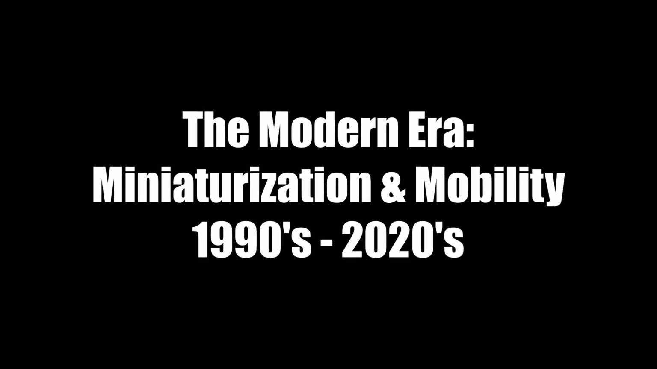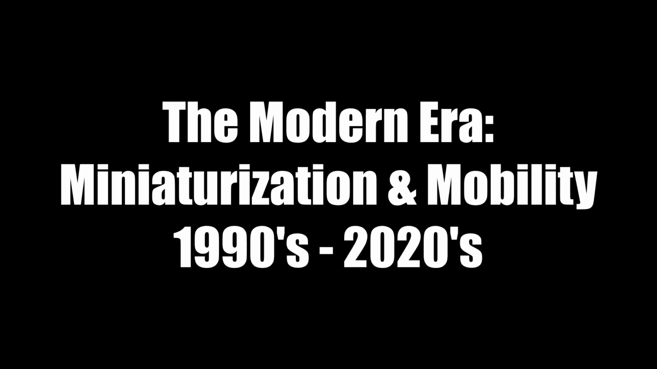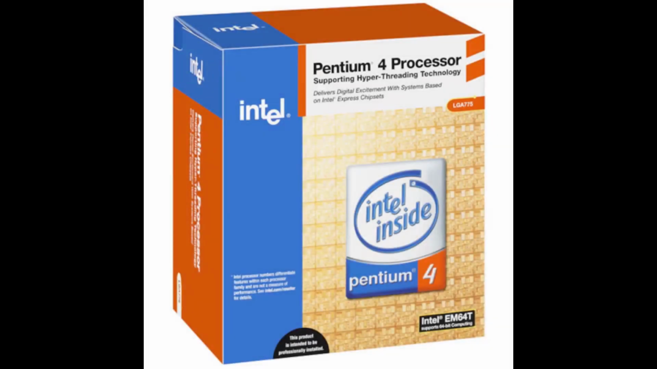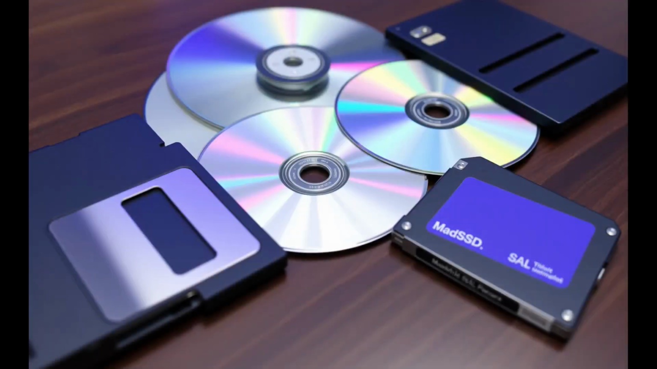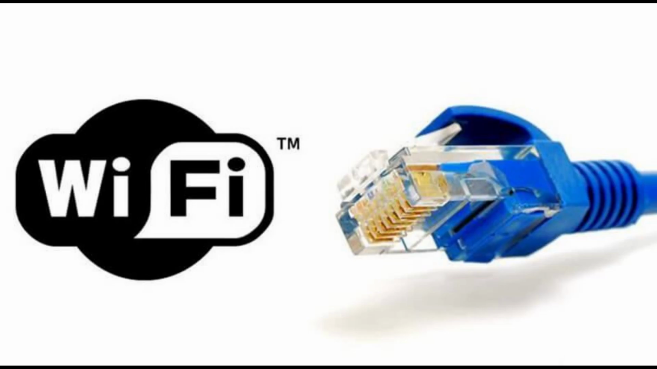The modern era, miniaturization and mobility. The 1990s saw Intel's Pentium processors and AMD's Athlon 64, which brought 64-bit computing to consumers, enabling complex applications and multitasking. Storage evolved from floppy disks to hard drives, CDs, and SSDs, while Ethernet and Wi-Fi standardized connectivity.